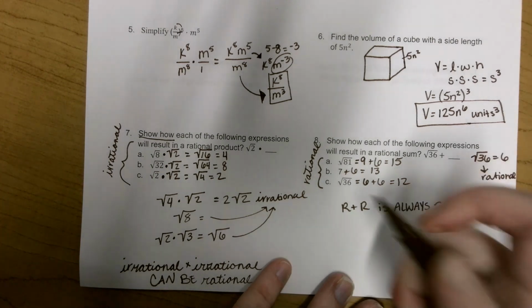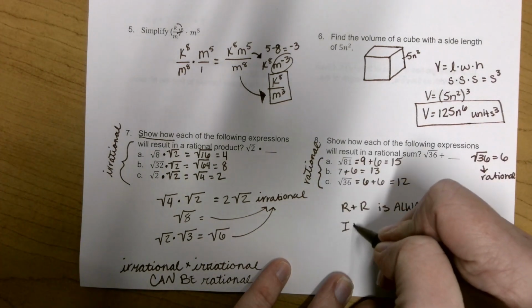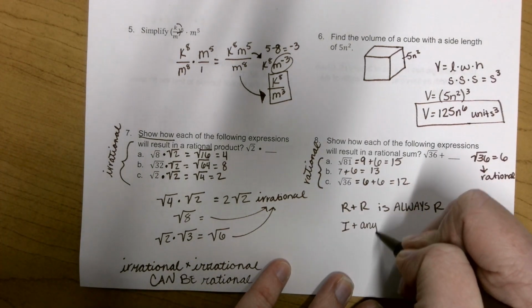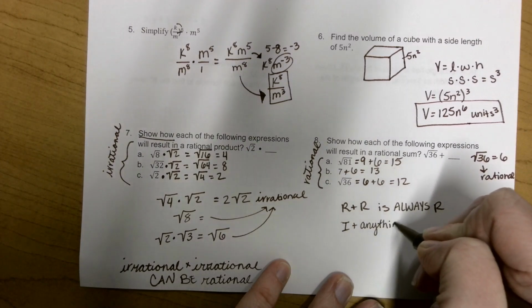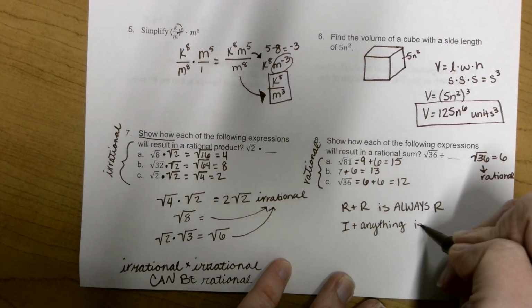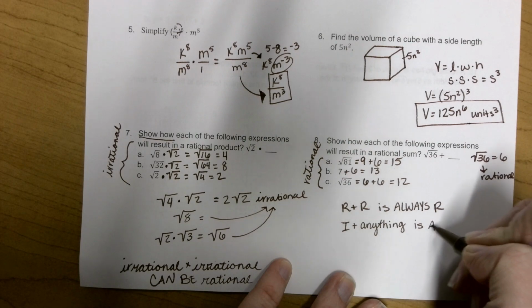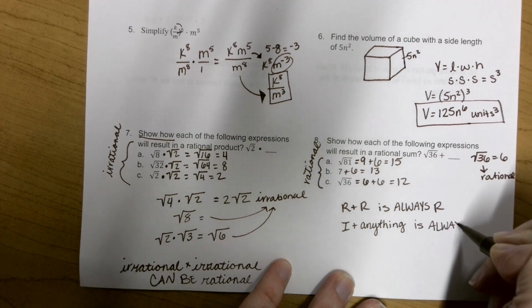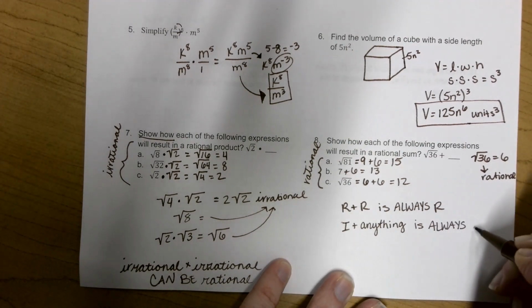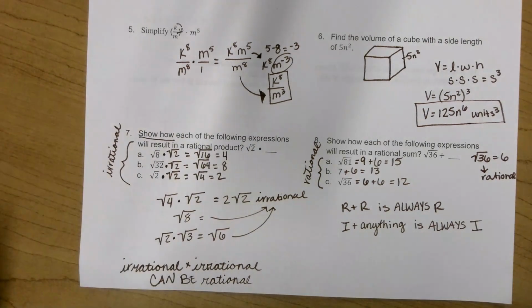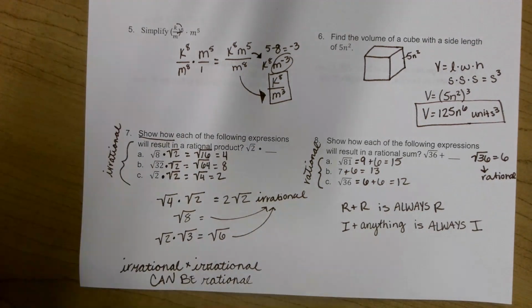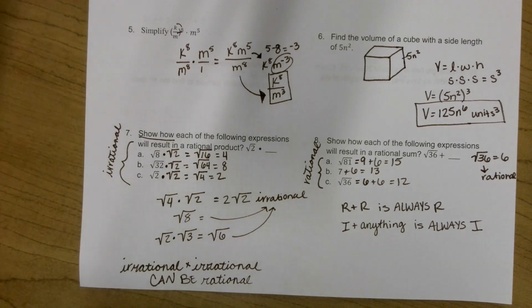Okay? An irrational plus anything, rational or irrational, it will always be irrational. An irrational plus anything will end up being irrational. Two rationals together will always be rational.